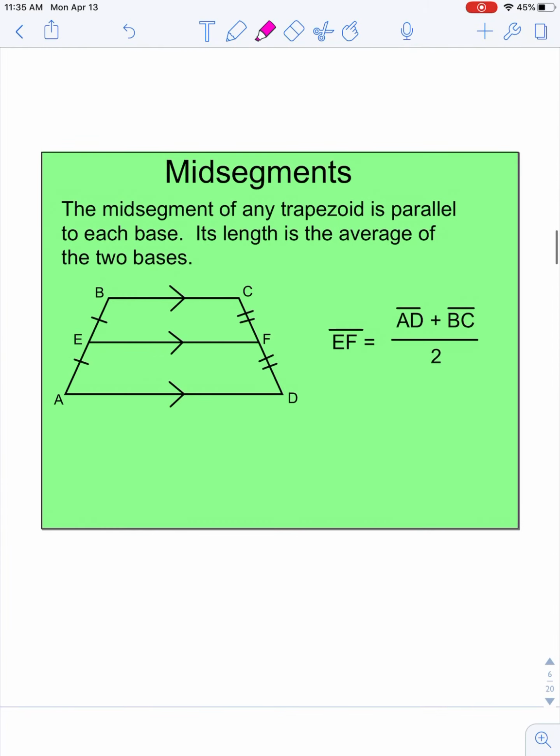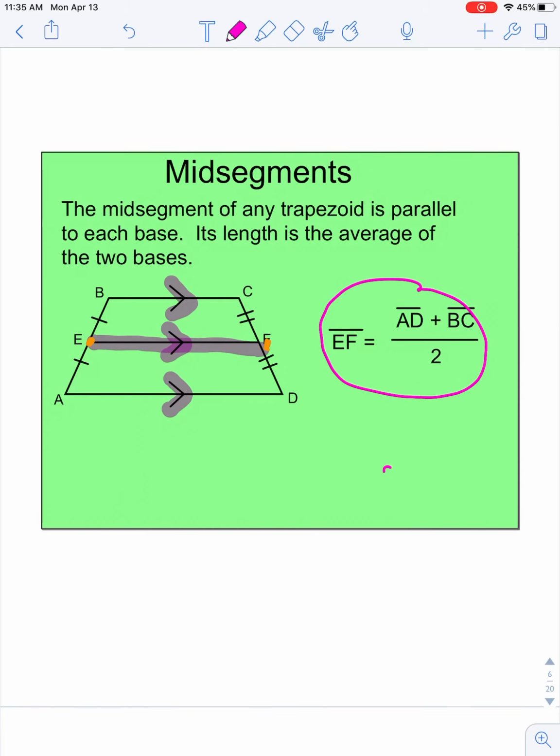So the next thing we talk about here is midsegments. Okay, so we define a midsegment of any trapezoid right here. It's kind of like the midsegment of a triangle. Okay, it is formed by the midpoints of each side. So the midsegment of any trapezoid is going to be parallel to each base, and its length is the average of the two bases, which you might already expect. So we have all of these are parallel, and we have some information here that the midsegment EF is going to be the average.